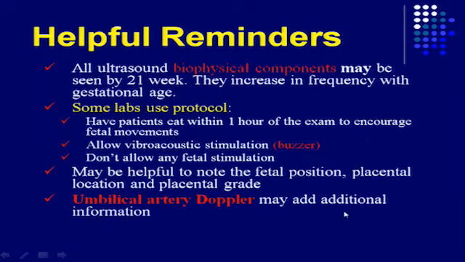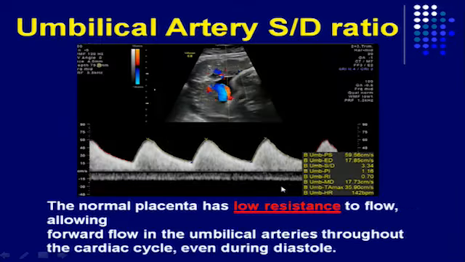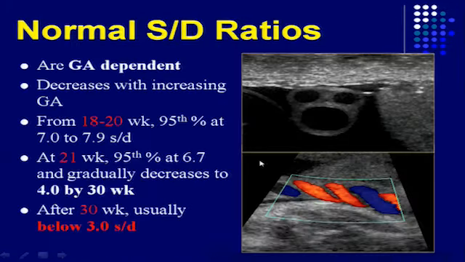And then, if the baby's not doing everything it should, umbilical artery Doppler may give you some additional information. So just looking at what the umbilical artery SD ratio. The normal placenta has low resistance to flow, so we should always see forward flow in diastole. So this is our typical thing that we want to see. And we look at the SD ratio, we look at the resistive index and the PI, the pulsatility index. So as long as we have good flow, that baby's doing pretty good.